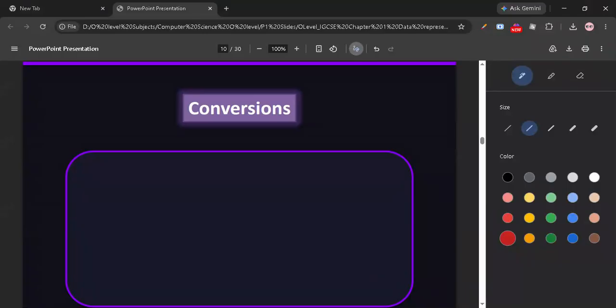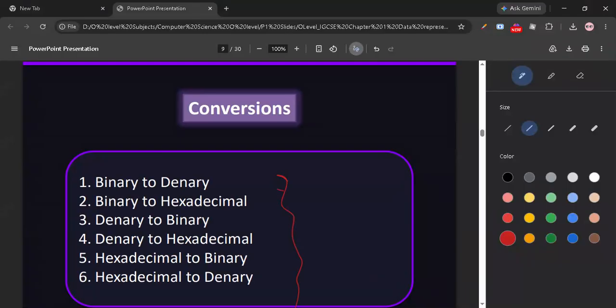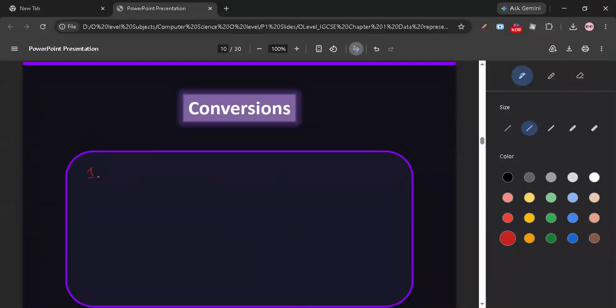Over here, which conversions are we going to do first? Alright, so binary to denary. So let's go. Number one is binary to denary.